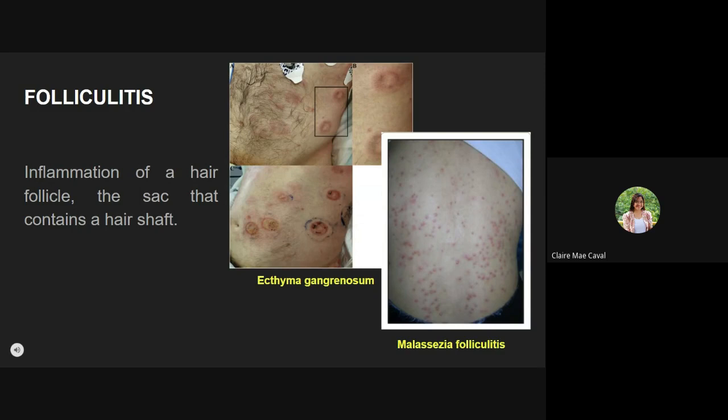This is how it looks like. I have here examples of folliculitis. You have here ecthyma gangrenosum. Most ecthyma gangrenosum are caused by bacteria, particularly Pseudomonas aeruginosa. Another is this Malassezia folliculitis. This is caused by a fungus. So these are examples of your folliculitis.